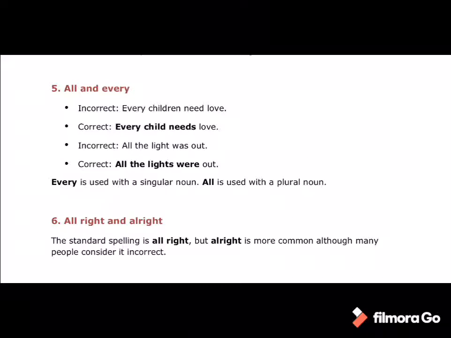In the same way, we use all with the plural noun, so we can say all children, because children is plural. Now, all the light was out. Here light is singular, but before that word we use all, so that's a wrong one. All lights were out is correct, because here lights is plural, so we can use all. All lights were out is the correct sentence. All the light out is the wrong sentence. That is the difference between all and every usage.